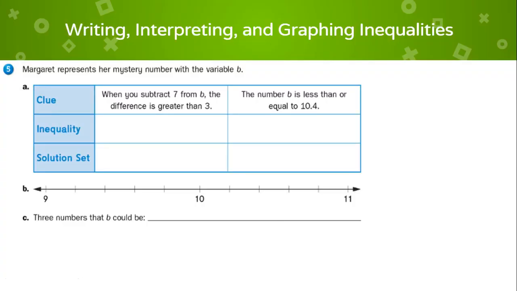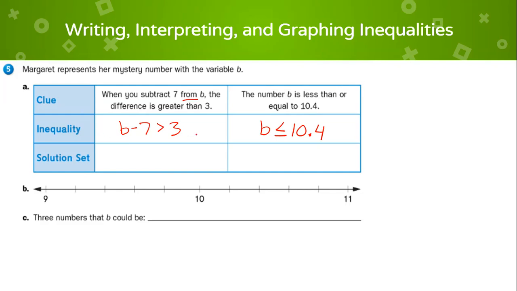Margaret represents her mystery number with the variable B. When you subtract 7 from B, the difference is greater than 3. So that means 7 is subtracted from B. I start with B. B minus 7 is greater than 3. On the other side, the number B is less than or equal to 10 and 4/10.